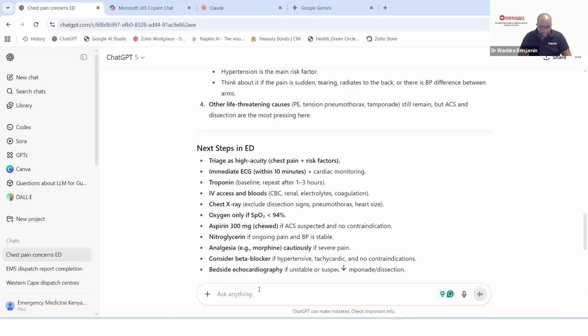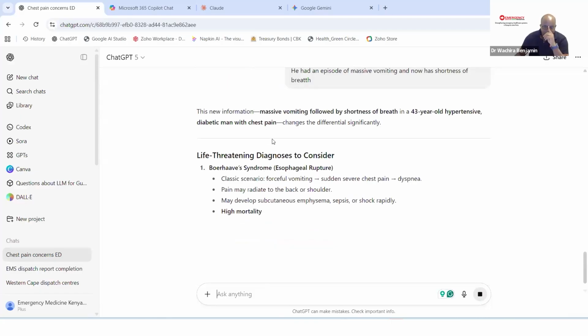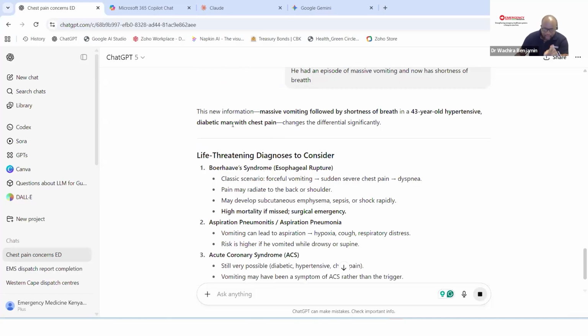But I can also say he had an episode of massive vomiting and now has shortness of breath. Let's see what happens. All right. So, aha. You see, things have quickly changed. This is new information, as you can see with the AI. And now, because of the vomiting and shortness of breath, my priorities have changed, and this is where it has quickly brought up what is called Boerhaave syndrome, which is actually what I was trying to come up with in my head.